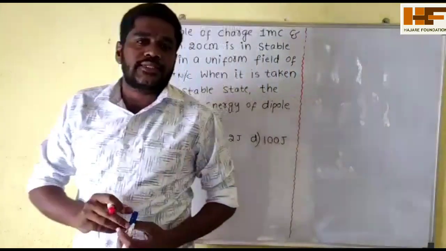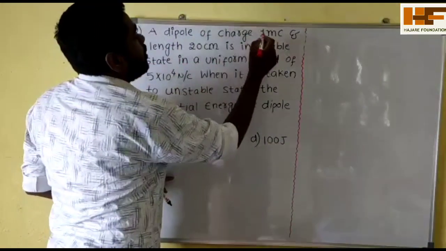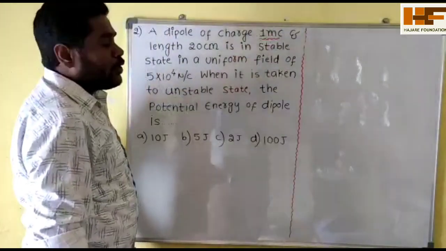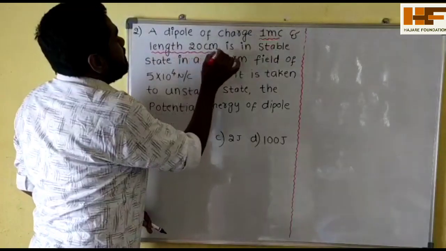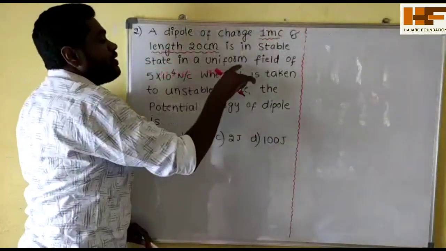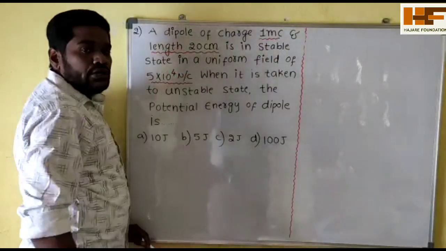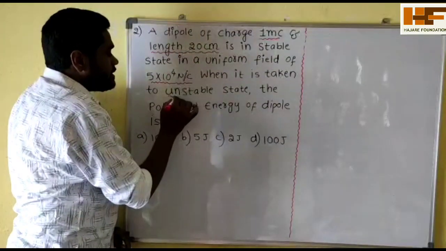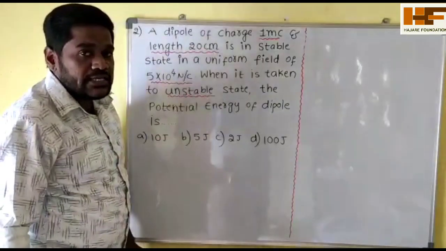Now let us discuss the second problem. What is the second problem? A dipole of charge 1 millicoulomb and length 20 centimeter is in a stable state in a uniform electric field of 5 into 10 power 4 Newton per coulomb. When it is taken to the unstable state, the potential energy of the dipole is?